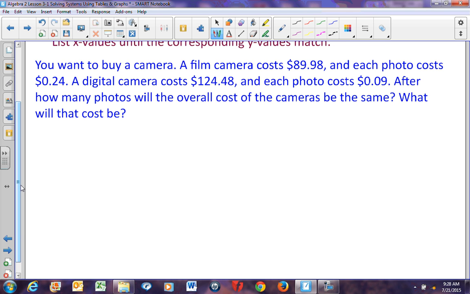And I know that my number of photos is independent. Okay, my number of photos doesn't depend upon the cost. My cost depends upon the number of photos that I take. Since cost depends upon photos, I'm going to let x equal my number of photos.